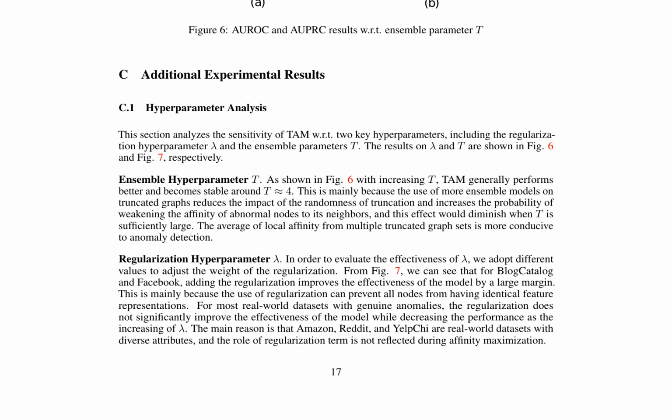Regarding lambda, adding regularization significantly improves model effectiveness for datasets like BlogCatalog and Facebook by preventing identical feature representations. However, for datasets with diverse attributes, such as Amazon, Reddit, and Yelp Qiao, the role of regularization is not reflected, and its increase does not significantly improve performance.